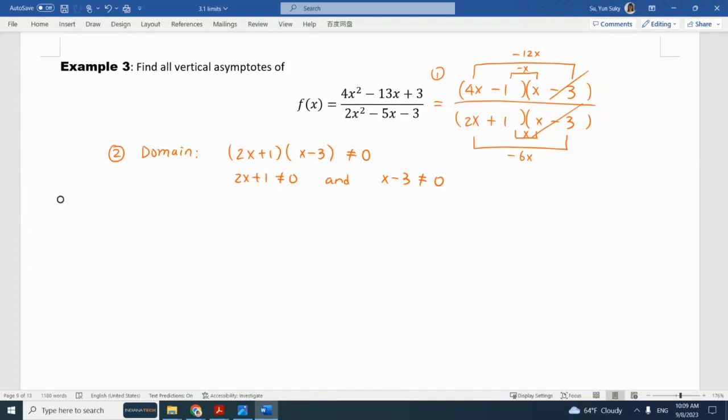We solve for x. So x not equal to what number, Blake? Yeah, negative 1/2. And this x not equal to what number?